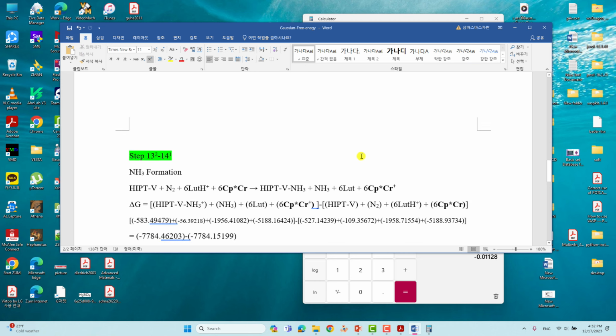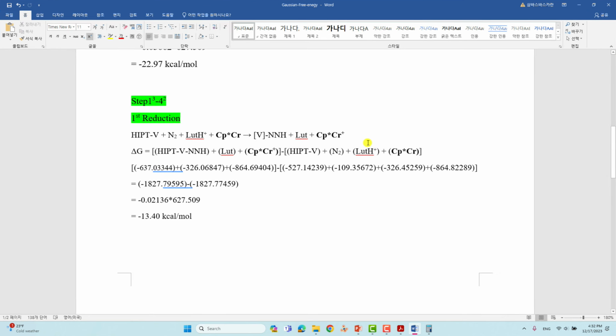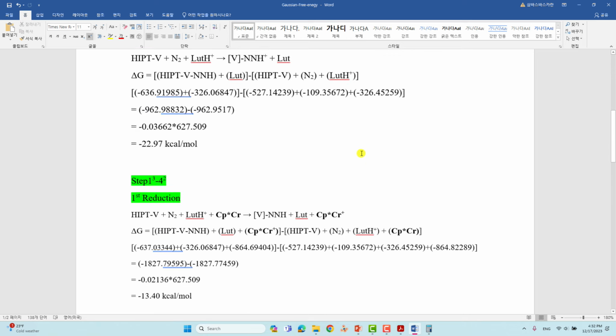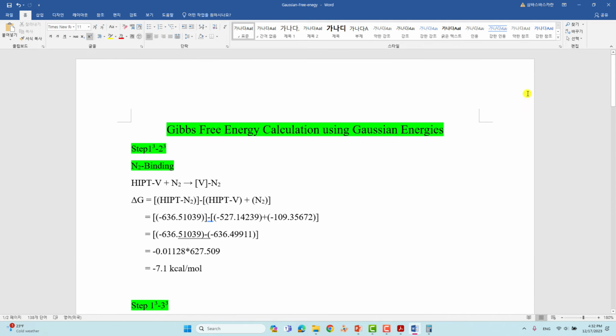I will share this file with you. Just calculate using this method. This is the correct method to calculate Gibbs energy from the Gaussian energies. I will share all the documents with you. Just follow this one.